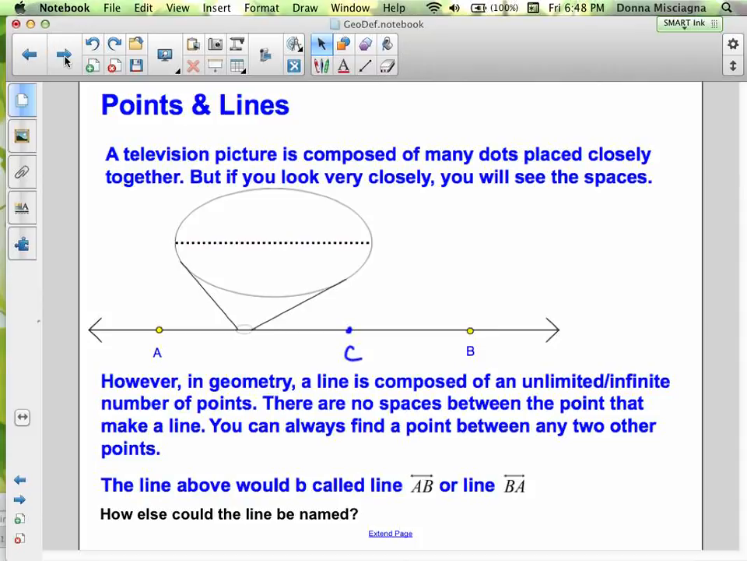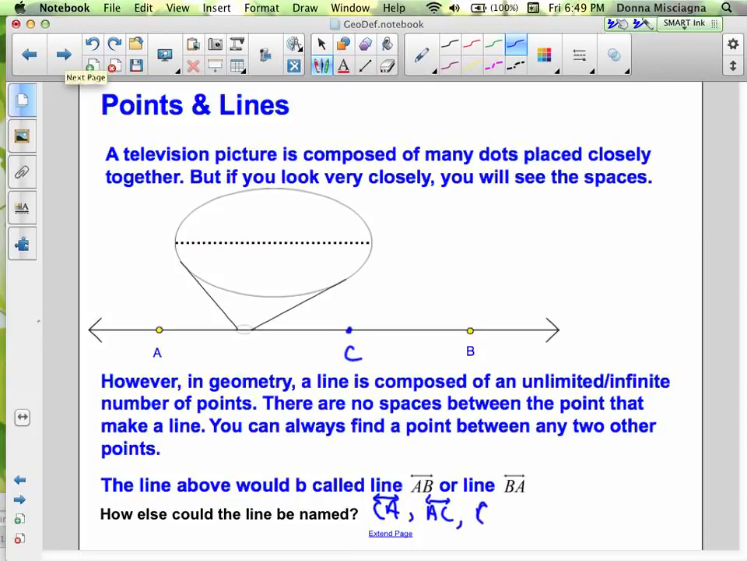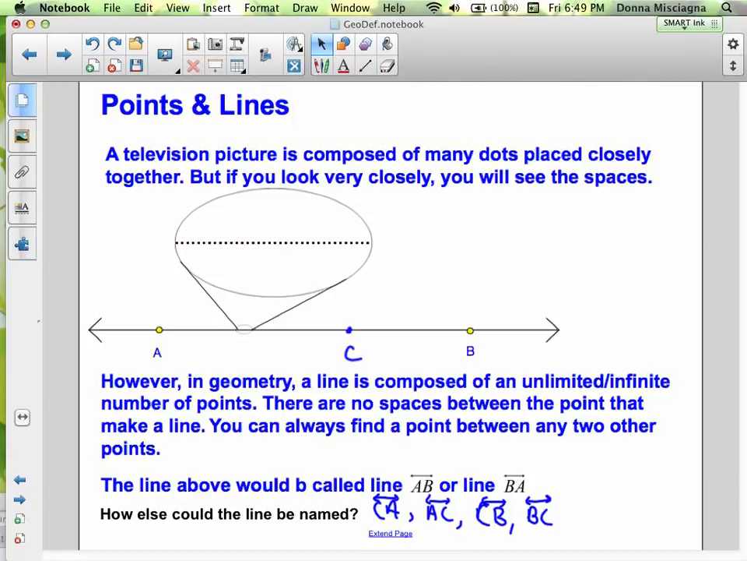The line above would be called line AB or line BA. Notice the symbol there is a line with 2 arrows. I added an extra point there. I added point C. So how else could the line be named? Well, we could also call that line CA or AC or CB and so on. BC. Okay. Notice we use 2 points on the line, and we use a line with 2 arrowheads. So let's look at some definitions.